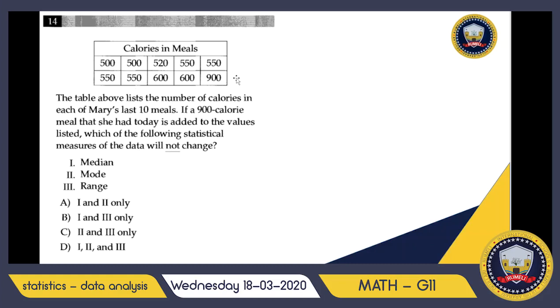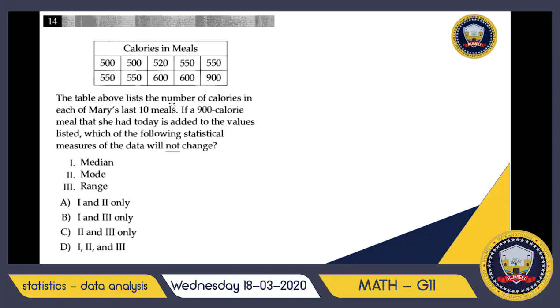By definition, the range is maximum minus minimum. In this case before the addition it's 900 minus 500, which is 400. But after the addition, we have a new 900, so again the range would be 900 minus 500. So the range will not change in this case. Let's have a look at the mode.